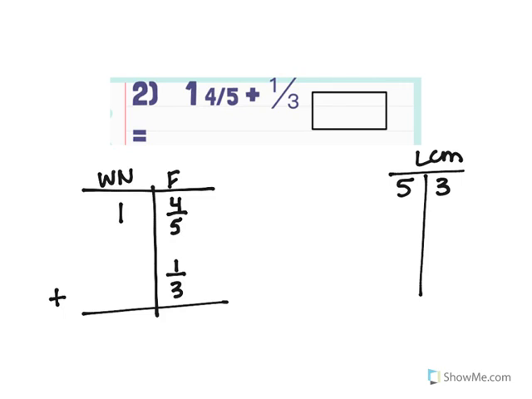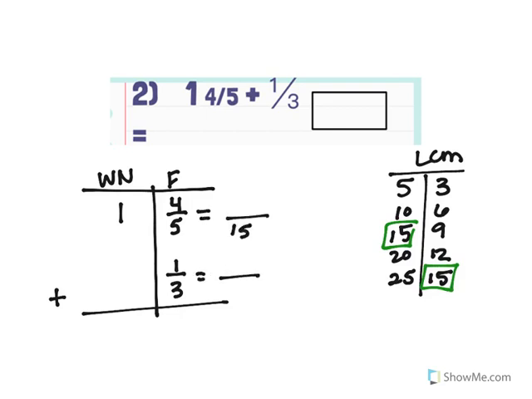So let's skip count by 5 first. 5, 10, 15, 20, 25. Now we'll skip count by 3. 3, 6, 9, 12, 15. I can see the LCM is 15. We're now going to convert both our fractions to have a common denominator of 15. I know 5 times 3 gets me 15. So 4 times 3 gets me 12.